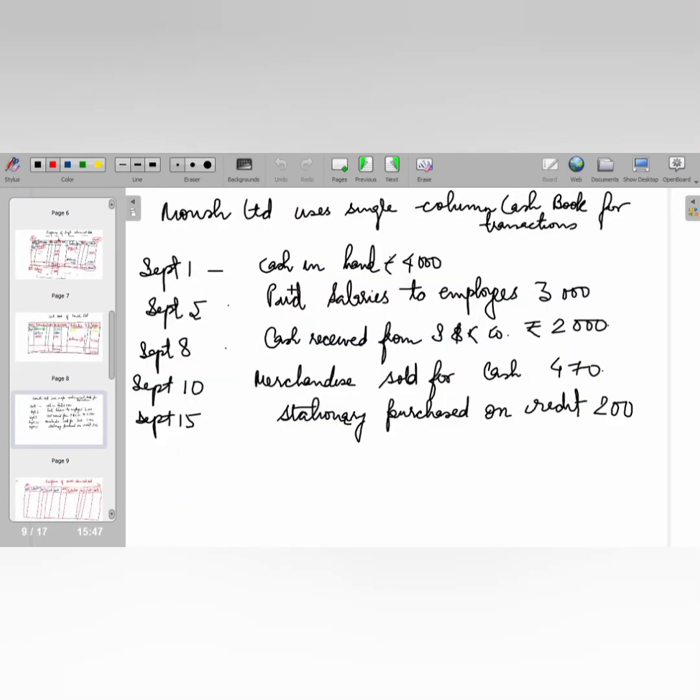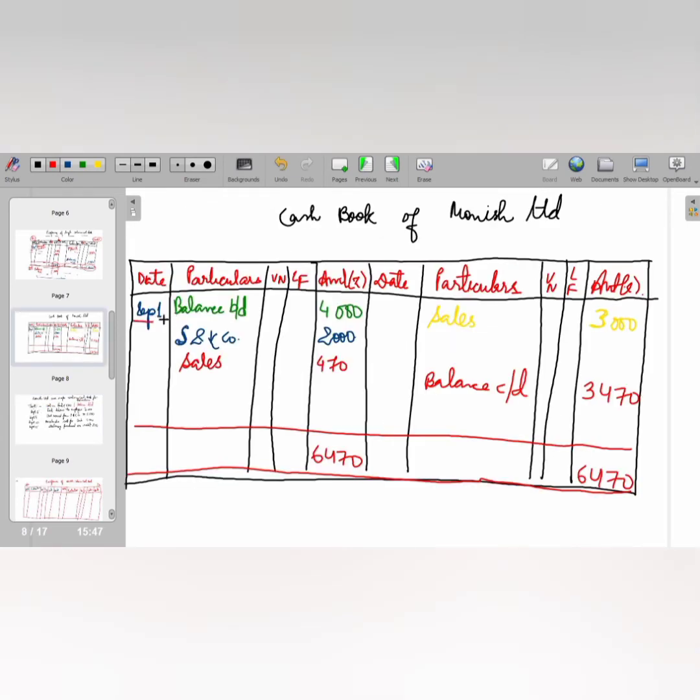See, this is the example of single column cash book. Monish Limited uses single column cash book for transactions. September 1, cash in hand. See, what is this cash in hand? Balance brought down of the previous year, because in the previous year some balance was left and now this balance is with us. That's why it is written as cash in hand on September 1. So now how will these transactions be recorded? Cash in hand 4,000. September 1, balance BD 4,000. Clear?